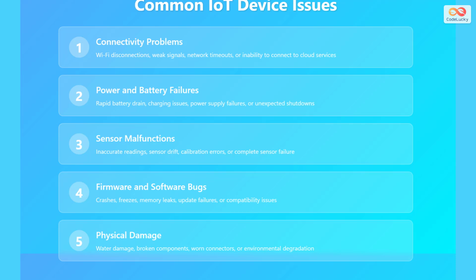Sensor malfunctions can result in inaccurate readings, sensor drift, calibration errors, or complete sensor failure. Firmware and software bugs cause crashes, freezes, memory leaks, update failures, or compatibility issues. Physical damage from water, broken components, worn connectors, or environmental degradation also requires attention. Recognizing these issues quickly is key to effective troubleshooting.